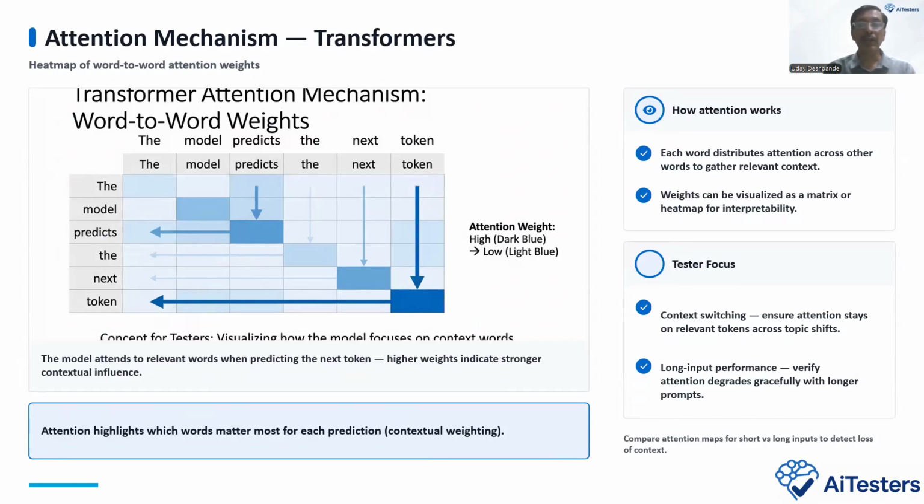From a testing perspective, we want to verify the model continues focusing on relevant tokens during topic shifts, and that performance degrades gracefully as inputs become longer and more complex.